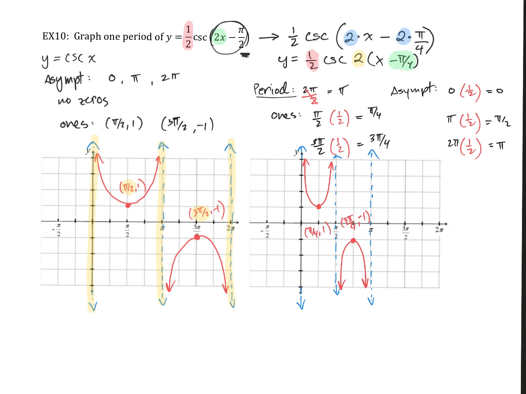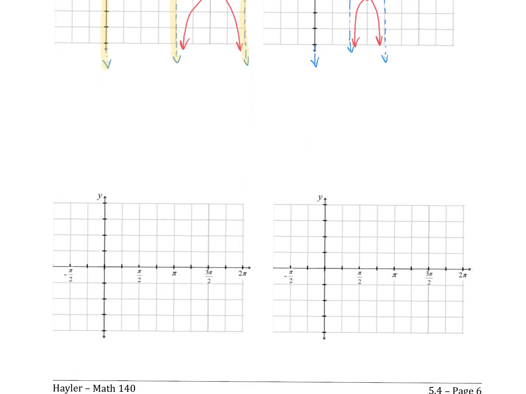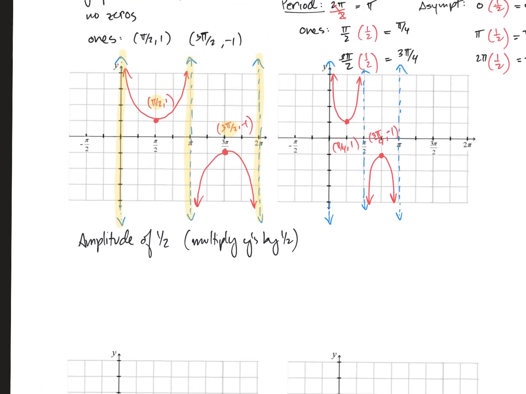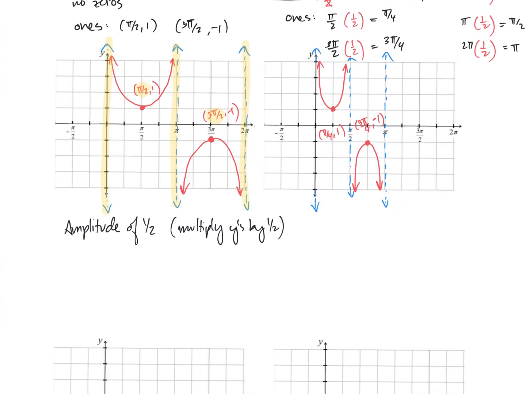Next thing we're going to go ahead and do is the amplitude. So it's a half. So we have an amplitude of half, which means we're going to multiply the y's by a half. What are my y values? Well, we don't have too many y values. We've only got 2.